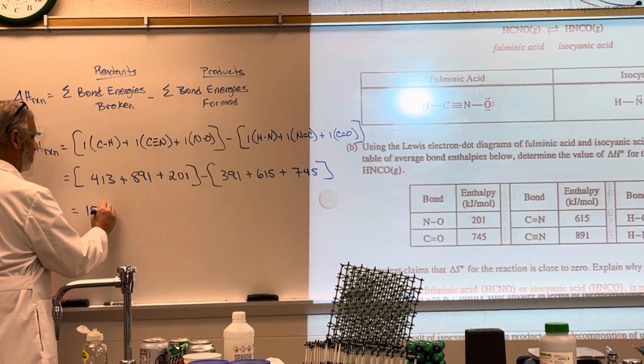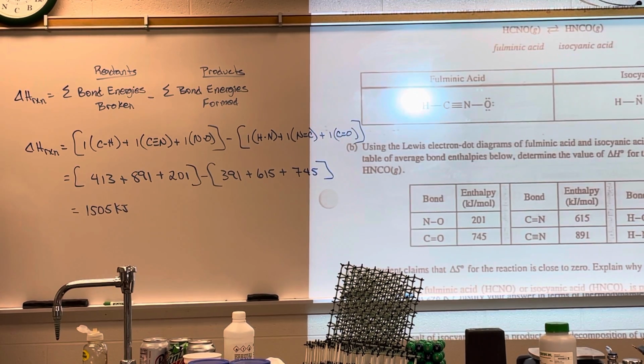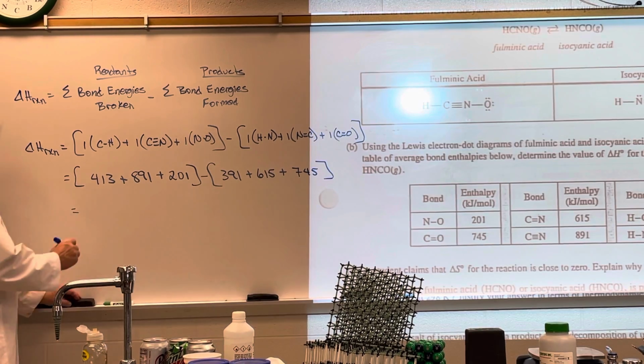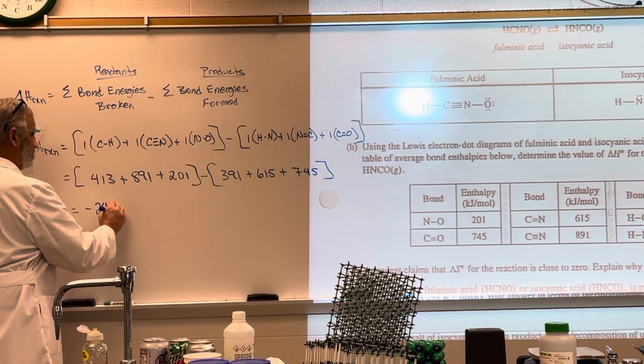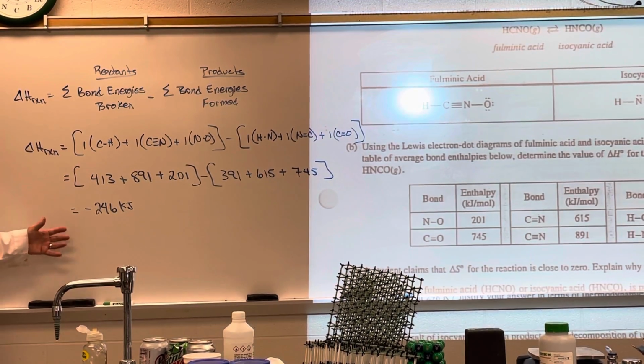1505 kilojoules. Wait, what does that say over there? No, that's not what I got. He said for the reaction. Well, I want the whole thing. Negative 246. Silly mistake, that's all right. So negative 246, that's using the bond energies, bonds broken minus bonds formed. That's another way to calculate delta H.